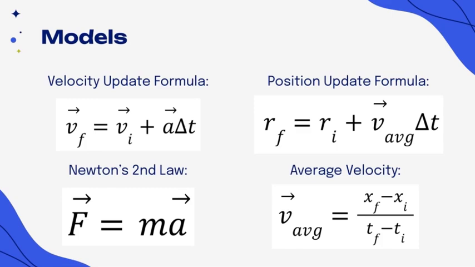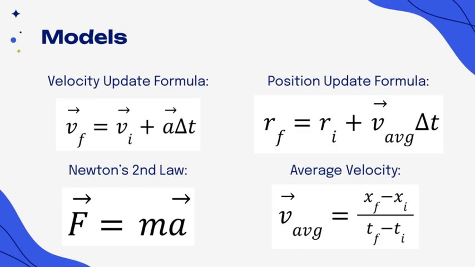The position update formula, where Rf equals final position, Ri equals initial position, Vavg is equal to average velocity, and delta t is equal to change in time, is also useful for the accuracy of the computational model, as it will show how far the object moves at a constant velocity over time. Newton's second law, force equals mass times acceleration, is important for deriving our net force, which is again 0.